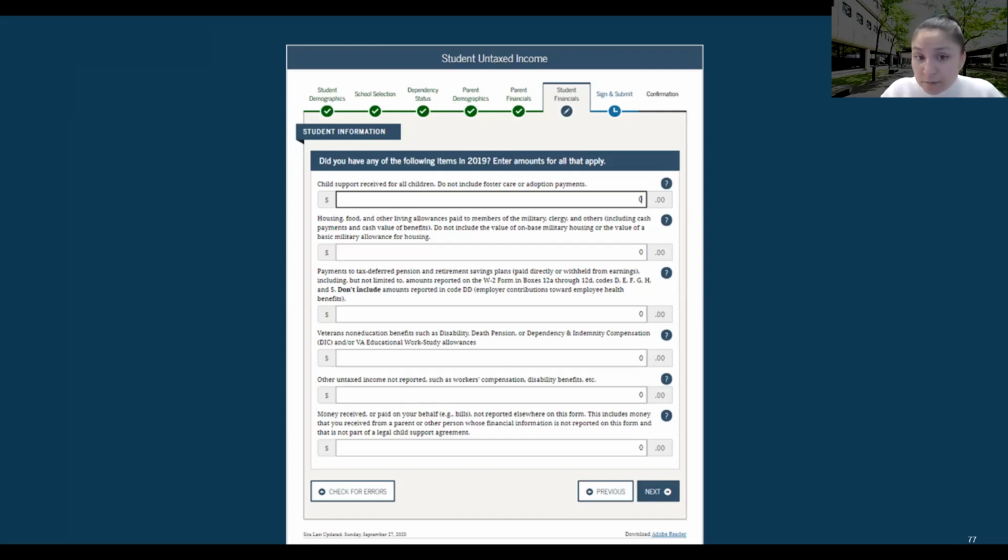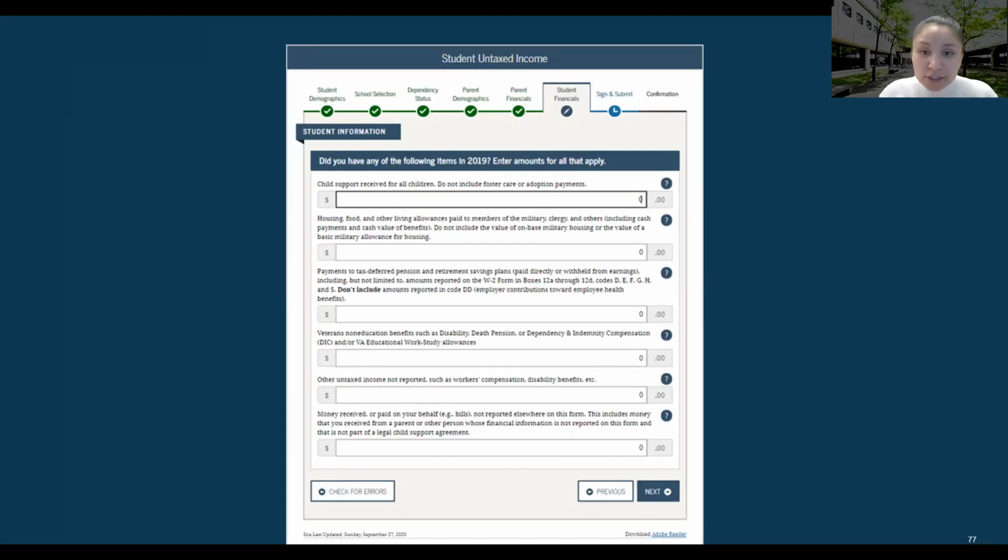Payments to tax-deferred pensions and retirement savings plans. You can locate this under your W-2 in boxes 12A through 12D, and you are specifically going to focus on codes D, E, F, G, H, and S. Do not include the code DD at all.